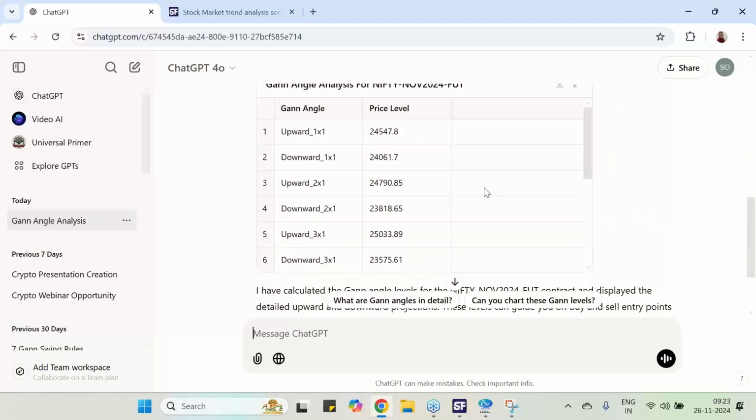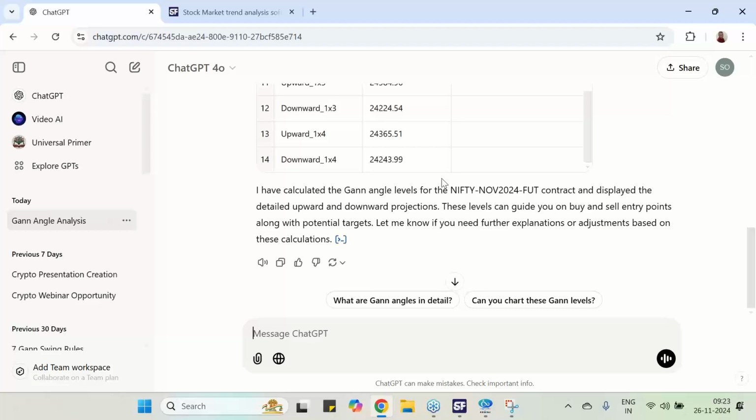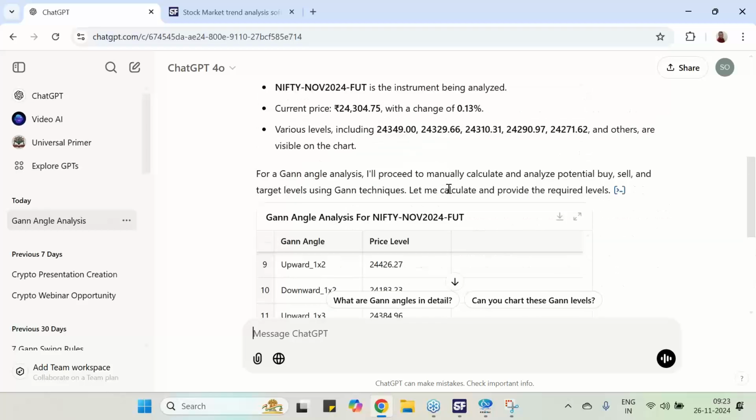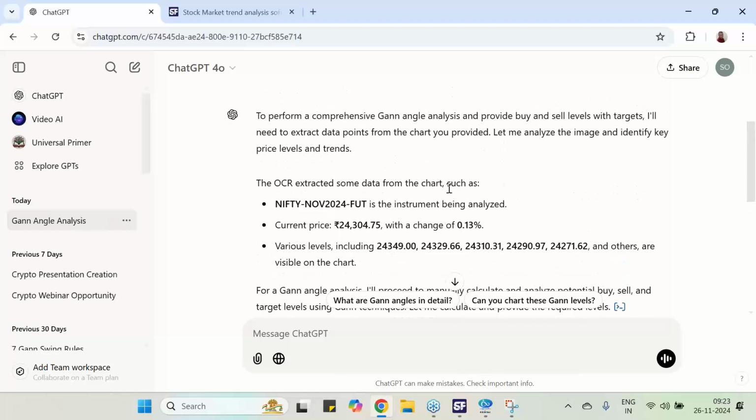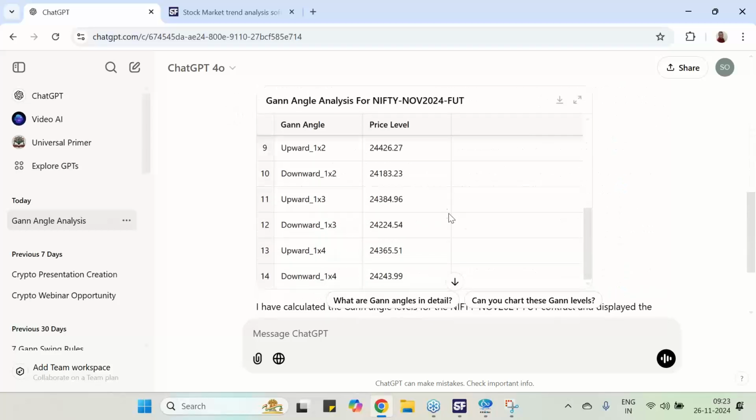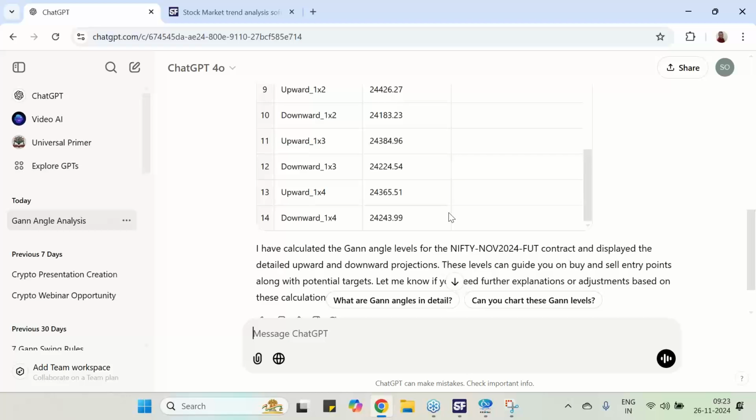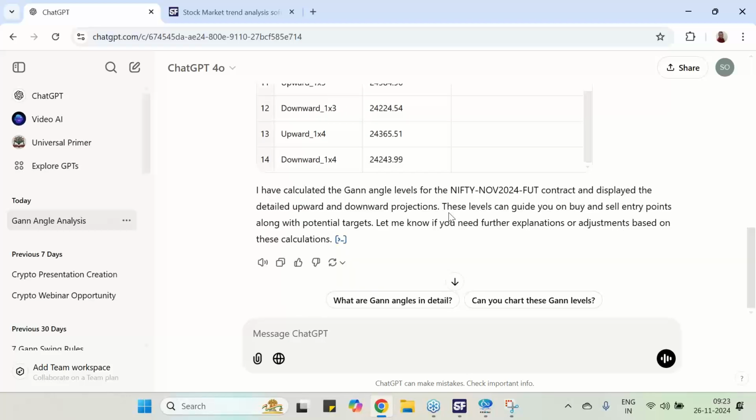So here, upward movement 24,500 it is telling, downward 2461. So these are the things it is giving, one by one, 1/3. It has got a trend with this thing. So he has read that from those various levels. These are the levels being plotted there. So then downward 1/3, upward 1/3, downward 1/4. All these things are given.